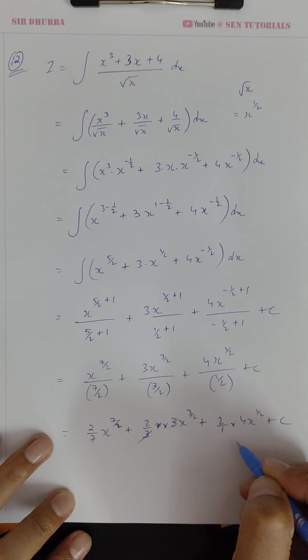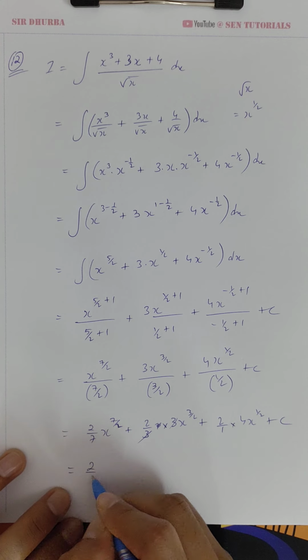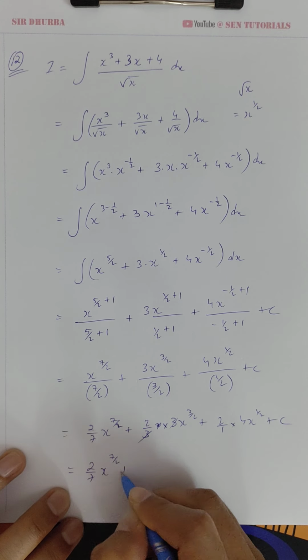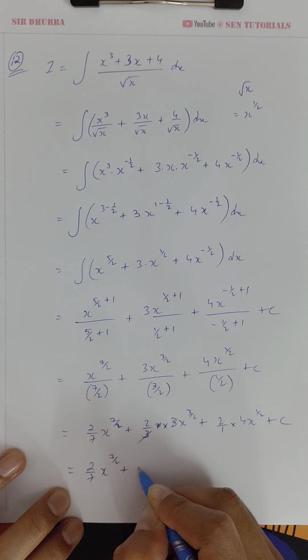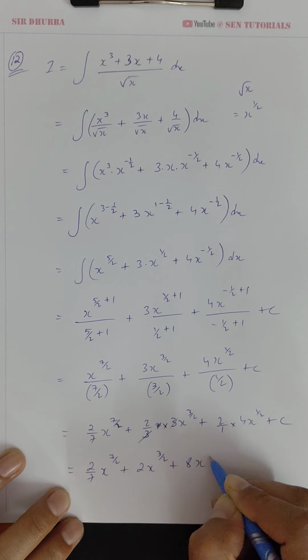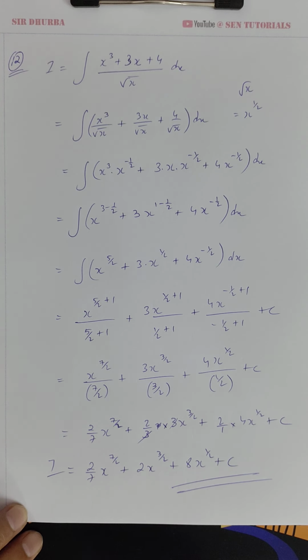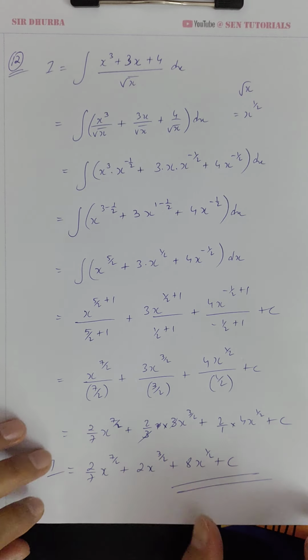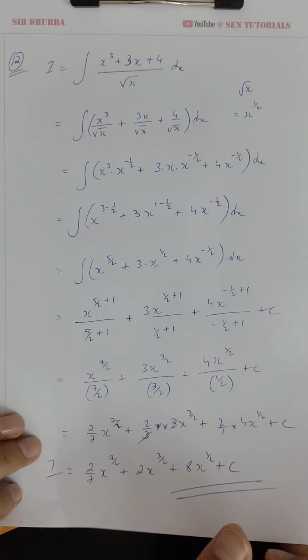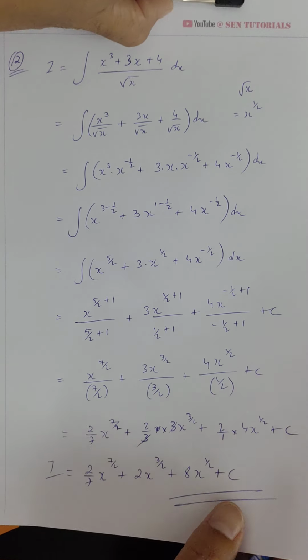3 we can cancel, right? So then ultimately what do we have? 2 by 7 x power 7 by 2 plus 2 into x power 3 by 2 plus 8 x power 1 by 2 plus c. Your simplification has to be good, okay, so that nobody can teach you in 12th standard. You need to be good at it. You can pause the video. Alright, let's move to the next question.